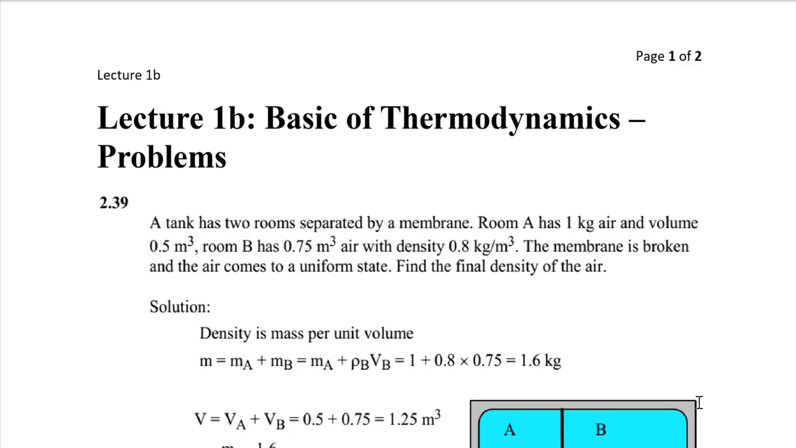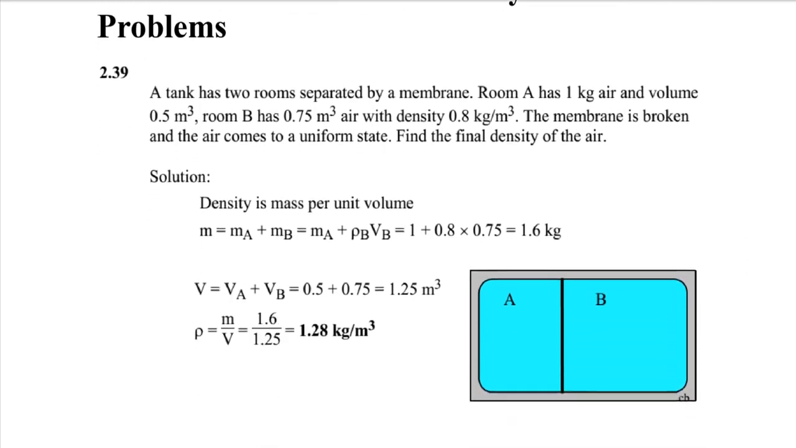Problem number 2.39. A tank has two rooms which are separated by a membrane. Room A has 1 kg of air and a volume of 0.5 cubic meter, while room B has a volume of 0.75 cubic meter of air with a density of 0.8 kg per cubic meter. The membrane is broken and the air comes to a uniform state. Find the final density of the air.